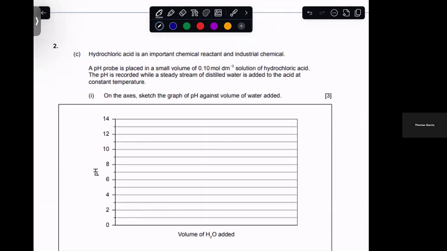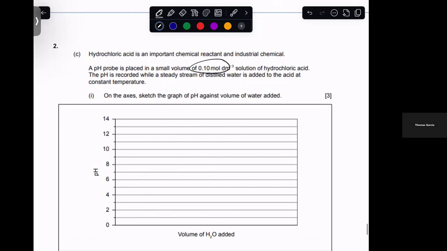Hydrochloric acid is an important chemical reactant in industrial chemical. A pH probe is placed in a small volume of 0.1 mole per decimeter cubed solution of hydrochloric acid. The pH is recorded while a steady stream of distilled water is added to the acid at a constant temperature. On the axis, sketch the graph of pH against volume of water added.